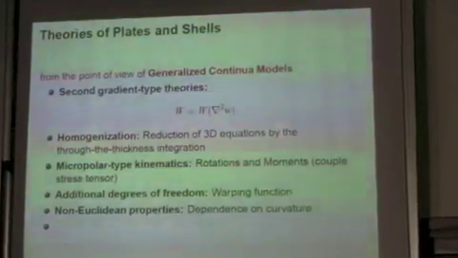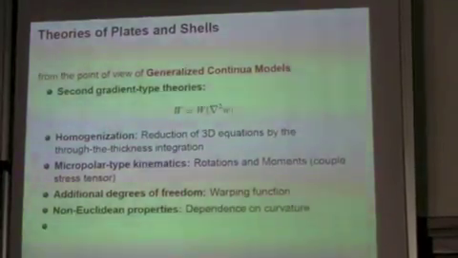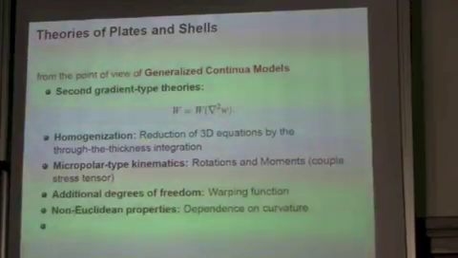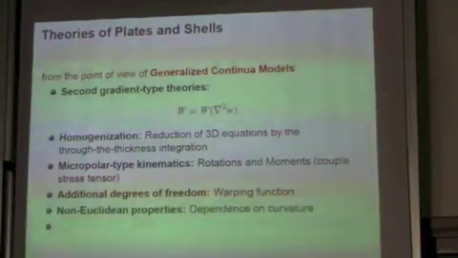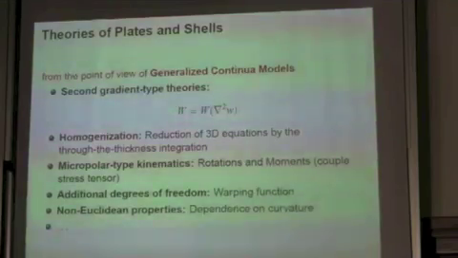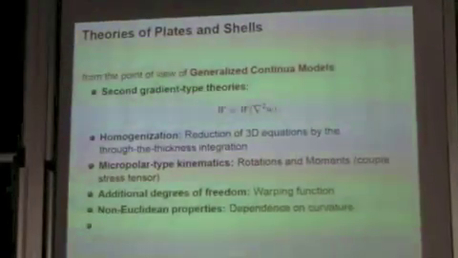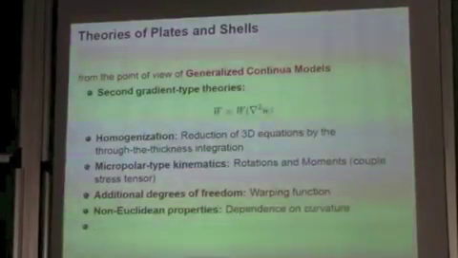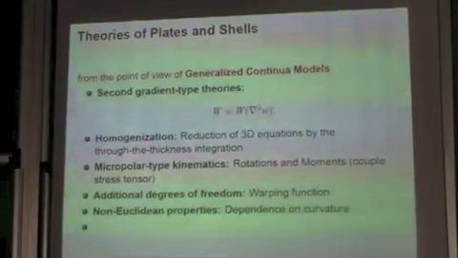Let's now switch to the theories of plates and shells from the point of view of generalized continuum models. Second gradient type theories are given, for example, by such type of equations. We have homogenizations. We have to include the micropolar type kinematics. That means rotations and moments as a kinetics should be absolutely independent. We have additional degrees of freedom, for example, such things like warping functions, and sometimes we also have dependencies of curvatures.